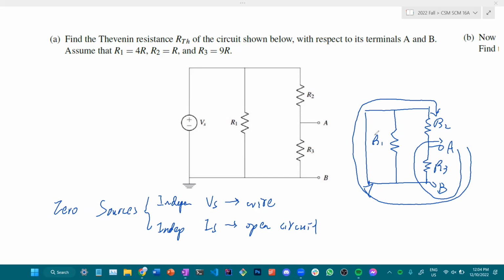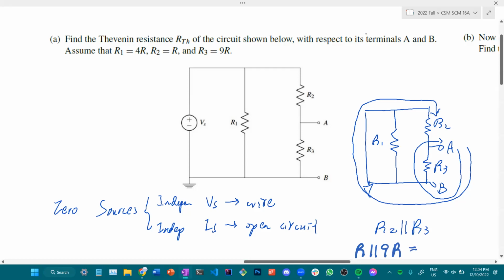Once again, we call this situation a short circuit. So R1 essentially just does not exist in the circuit anymore. In that case, the equivalent resistance of the circuit becomes R2 parallel R3. And prior, we can also see that R2 is equal to R and R3 is equal to 9R. So essentially, we'll then be computing R parallel 9R.